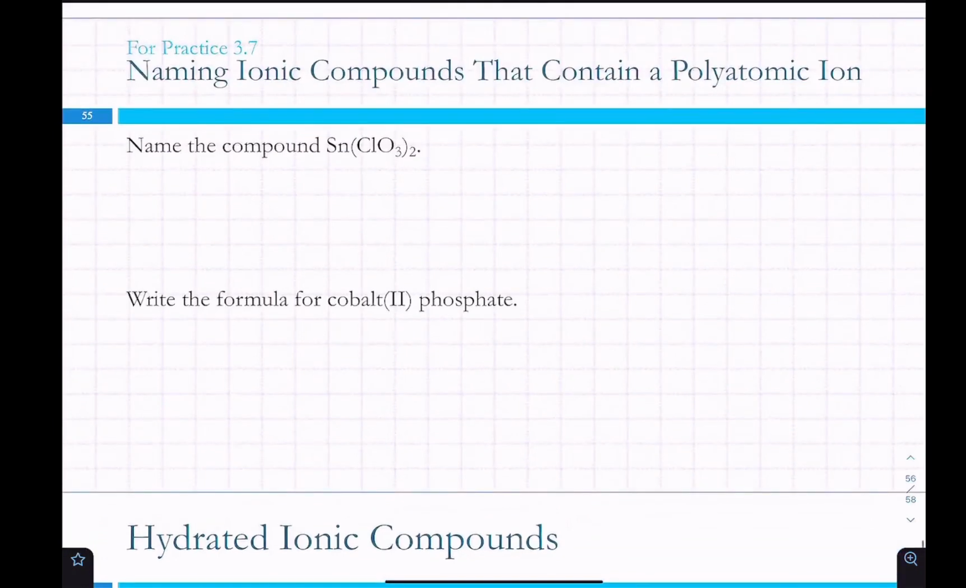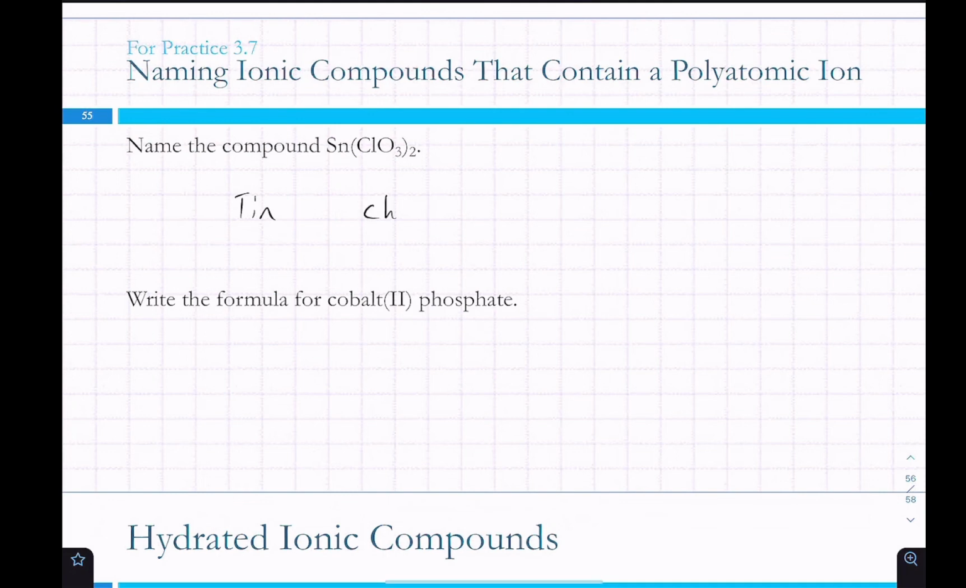So if we want to name the compound that has tin and this polyatomic anion, the first one's tin. What polyatomic anion is that? What's the name of that? Chlorate. It's got 3 oxygens. Chlorine's here. It's in the group of 3 oxygens, the ATE form, chlorate.